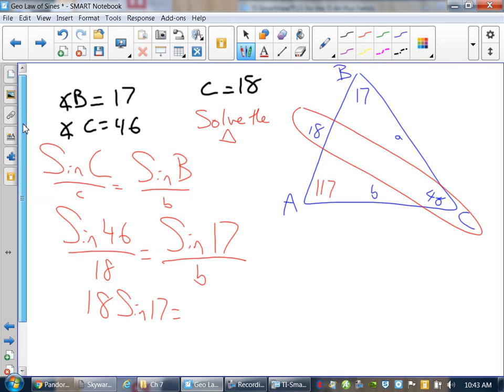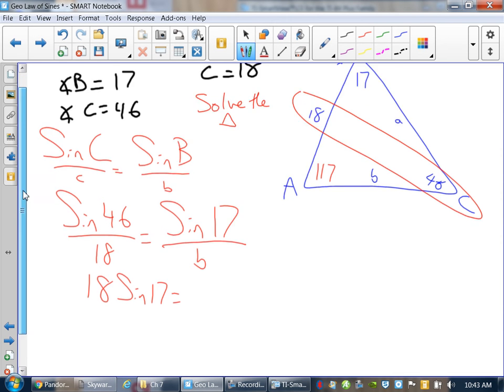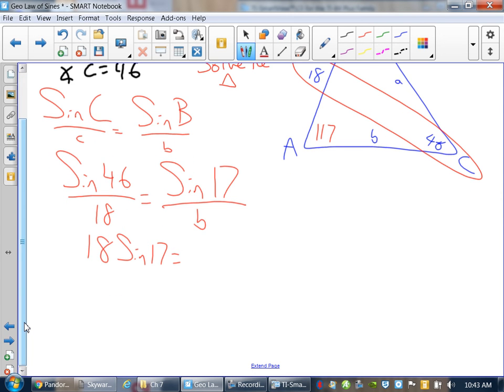Was it 46? The first one, I think we had 46 on the first one. And then this one would be b sine of 46.